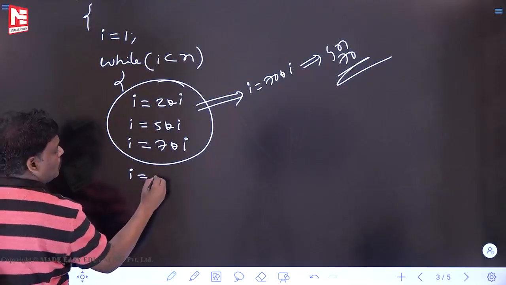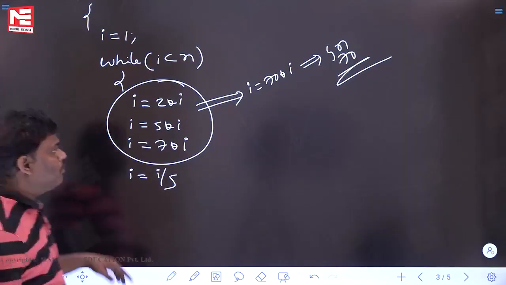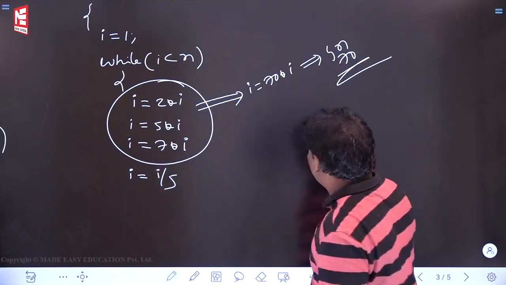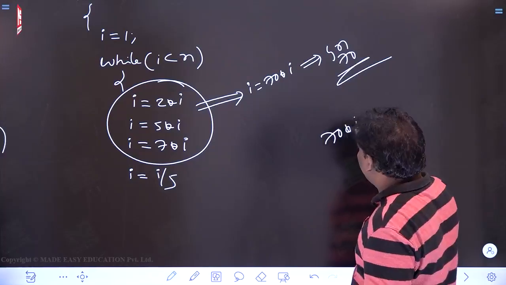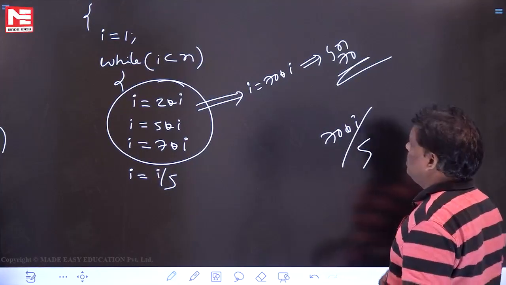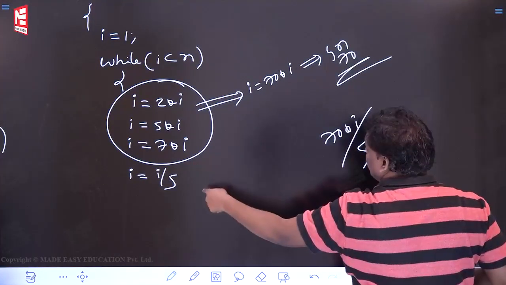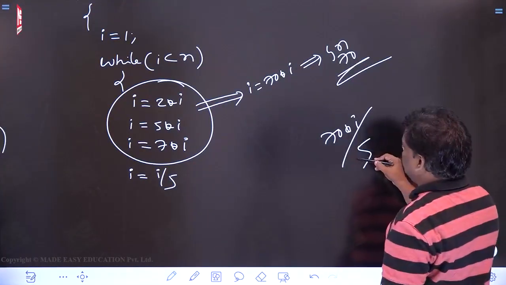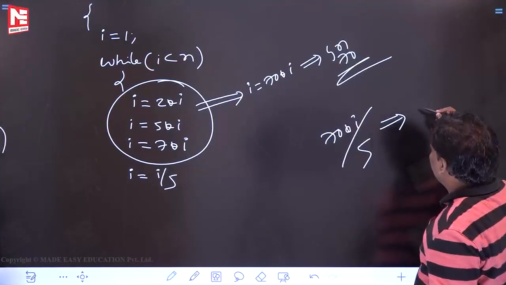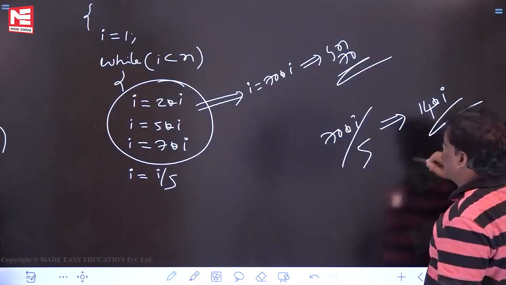i = i / 5. Can you tell me what the i value already is? This is the current situation: 70 * i is already there. Now you divide that i by 5. Already i is going to be 70 * i, and to that one you applied i by 5. This is the 5. Then what is the answer? 70 divided by 5 is 14. I think it will go to 14 * i.